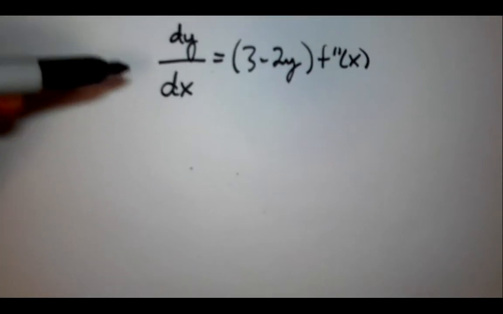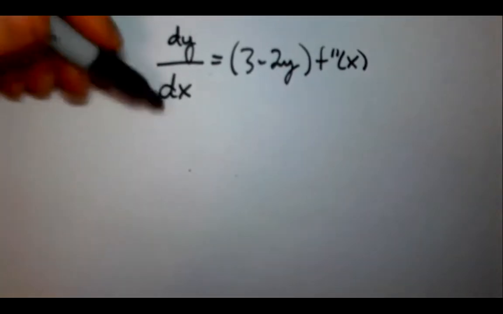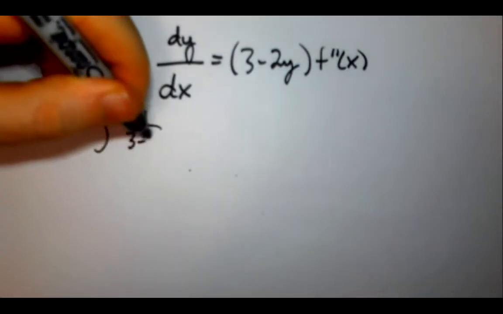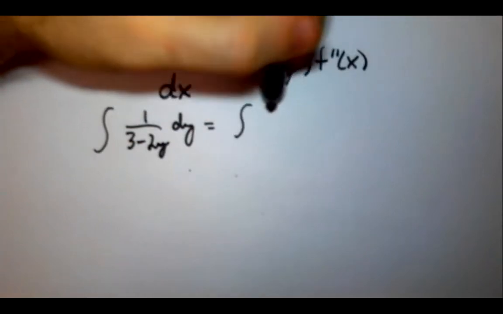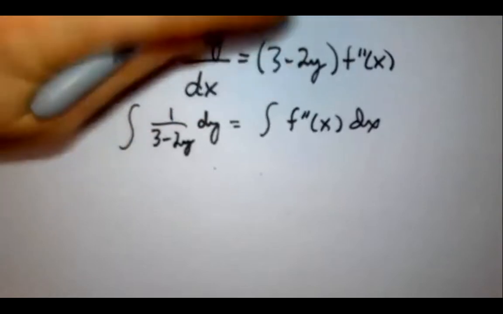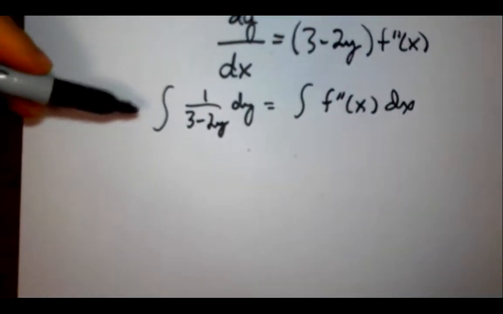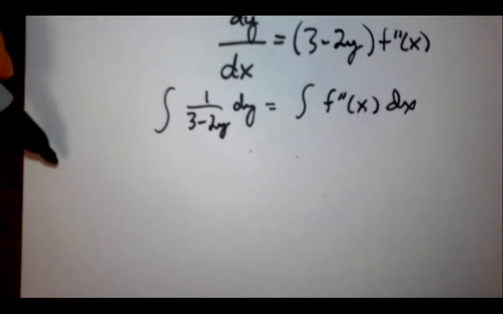What are we doing? You want to separate it. So I got the integral of 1 over 3 minus 2y dy equals the integral of f double prime of x dx. Yep. All right, then, you're good. Keep going. No, I don't want to keep going. I don't feel very confident. Well, that's fine. Let's find out how you did. I'll correct you. When you mess up, I'll tell you.